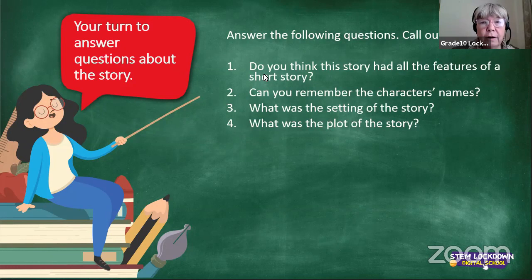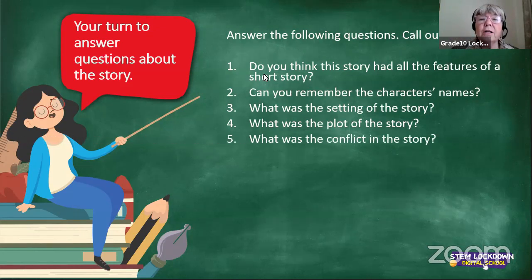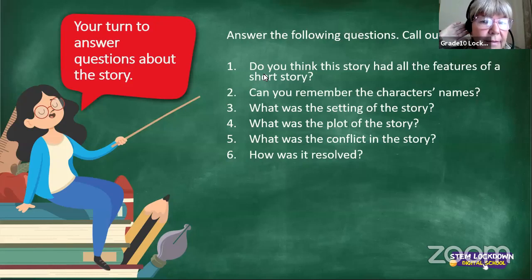What was the plot of the story? The events in the story, the plot. Yeah. Okay. What was the conflict in the story? Was there a conflict? What was it? What do you think? How was the conflict resolved? Yes.